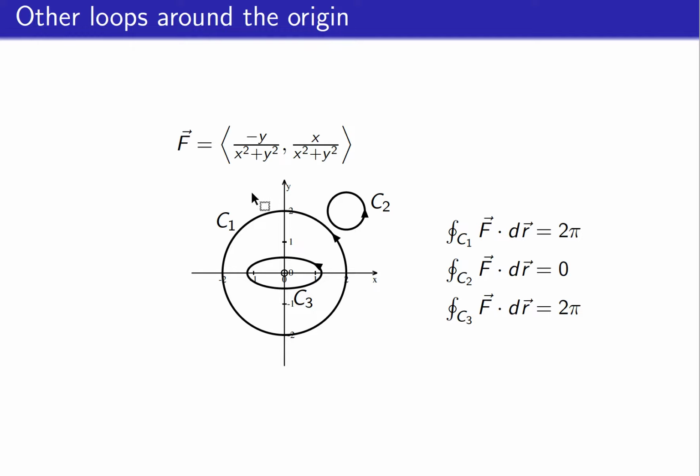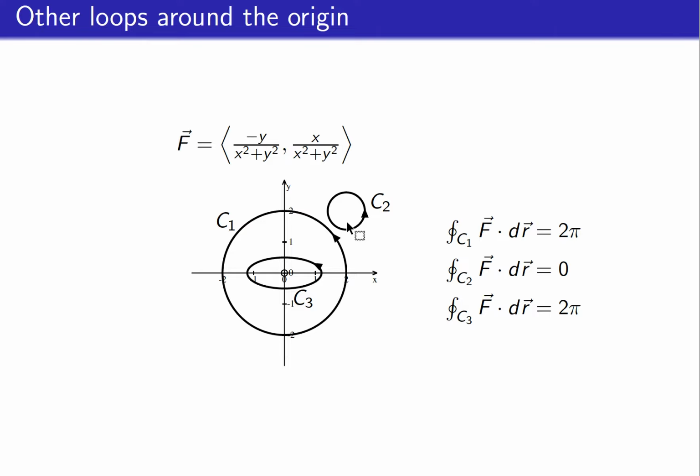This is true about any loop that winds around the origin. I imagine wrapping a string around and then tying it to itself, and if it wraps around the pole that I stick in at the origin, then that is going to be 2 pi. If it goes the other way, it's going to be negative 2 pi. And if it doesn't wrap around the origin, if it just wanders around here, then it's 0.